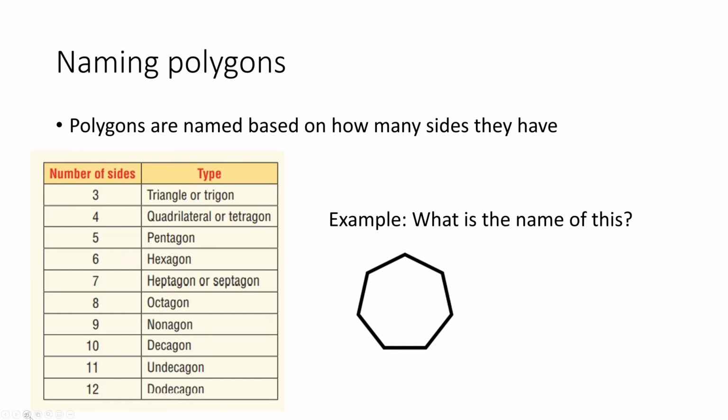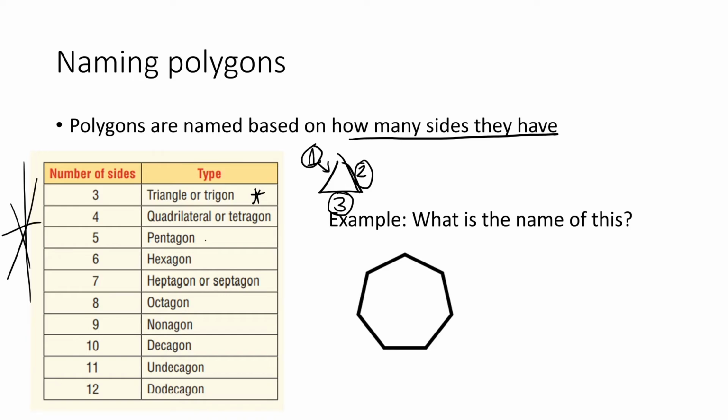Okay, second part, we have to know how to name polygons. Each polygon is named based on how many sides it has. So if they have 3 sides, we know it's called a triangle. Depending on how many sides there are, we write their name. This table is something you should know. So 4 sides we call a quadrilateral or tetragon. 5 is a pentagon, 6 is a hexagon, and so on.